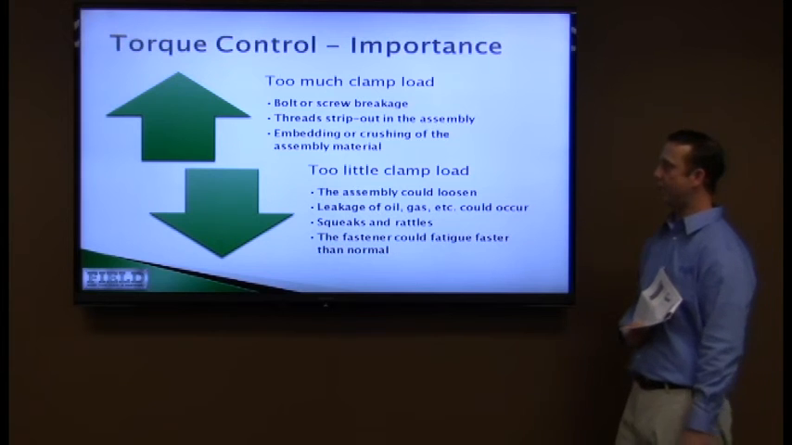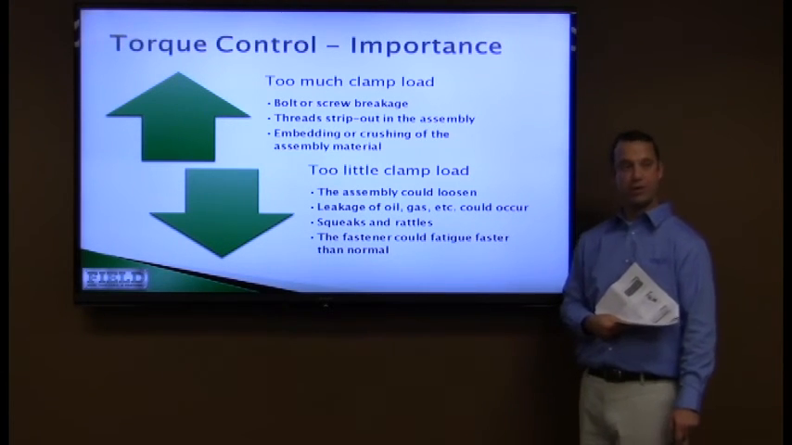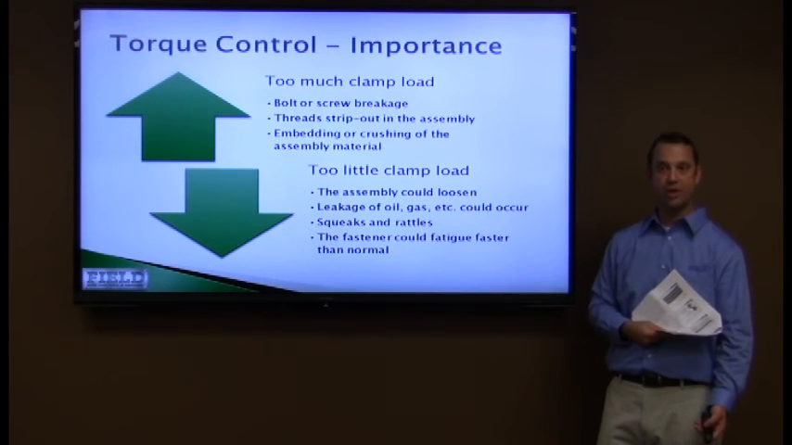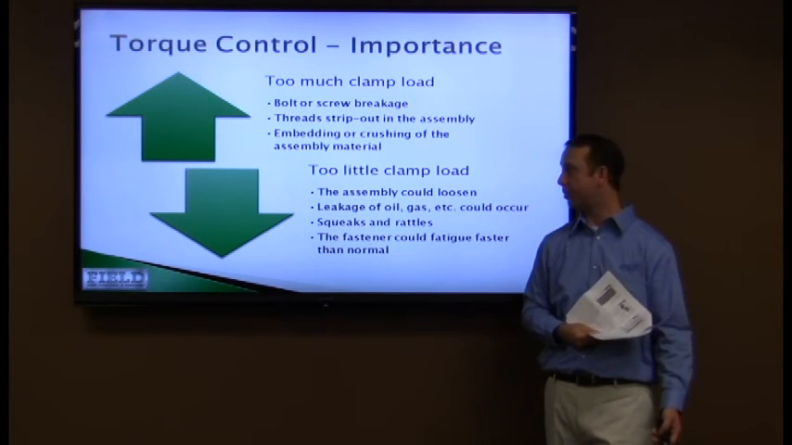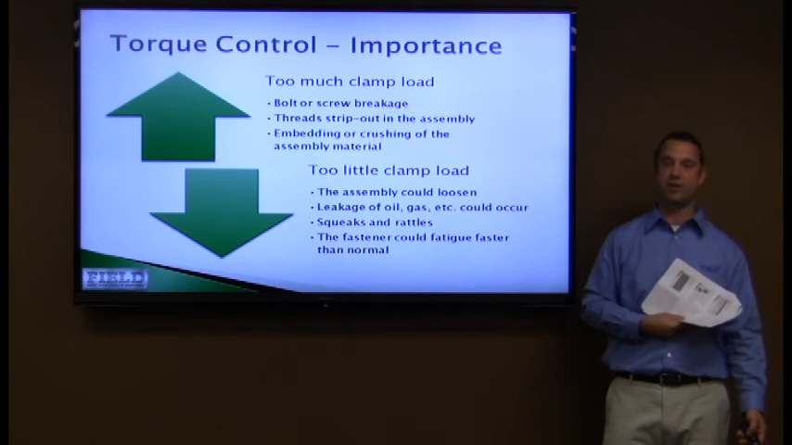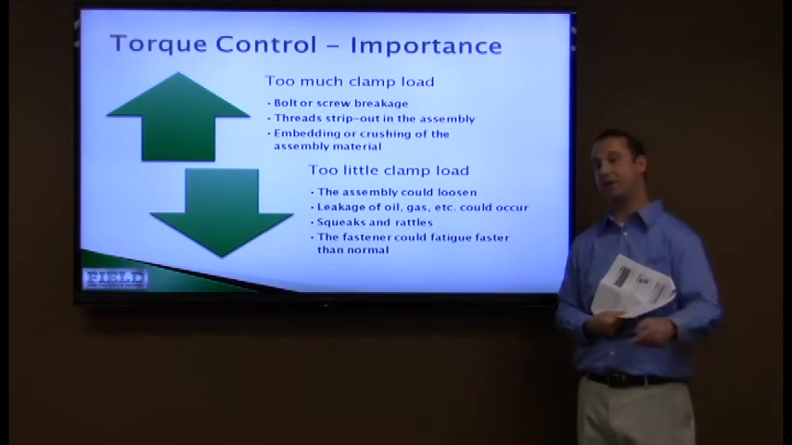So again, this is why torque control is so critical. Too much clamp load isn't good for your joints. Too little clamp load is also not good for your joints. Too much clamp load and you could yield the material, you could fracture the fastener, you could strip out the threads. Too little clamp load and your joint won't withstand the forces. It could come loose, it could fracture. It could also fracture the fastener in service.